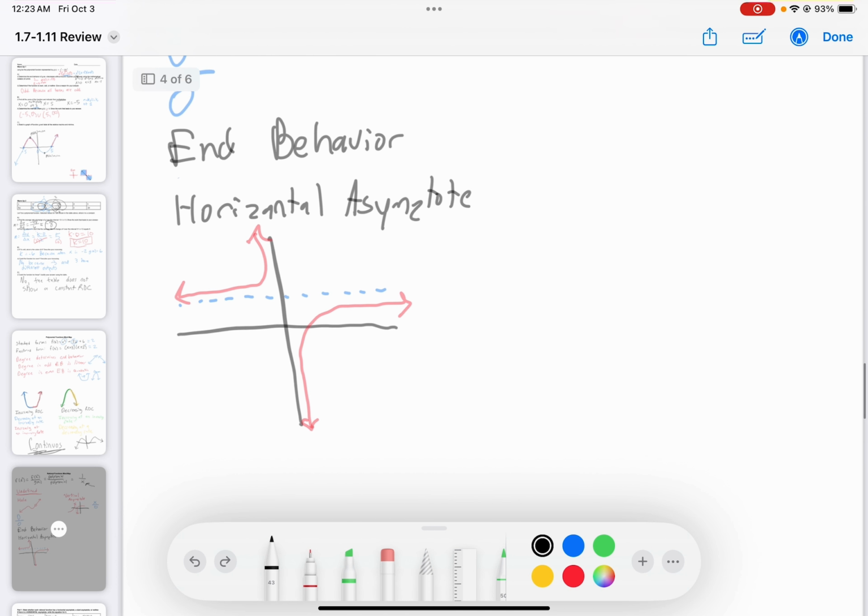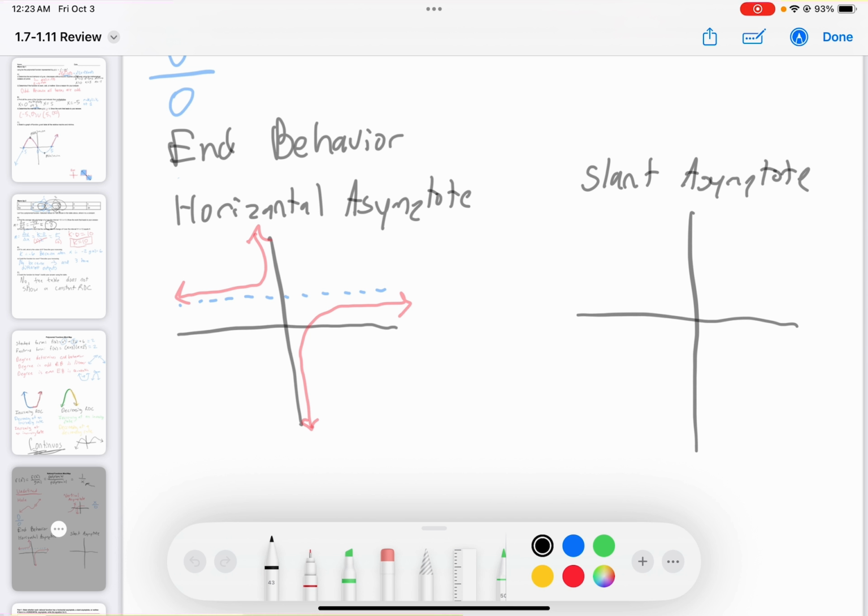All right, so this is a horizontal asymptote. And the other asymptote that can tell us about behavior is a slant asymptote. Those are asymptotes that look like linear functions. And I'm never going to touch this. So it's going to be maybe something looking like this, where I'm going to get closer and closer to that line, but I'm never going to touch it. Okay, so that's a slant asymptote.